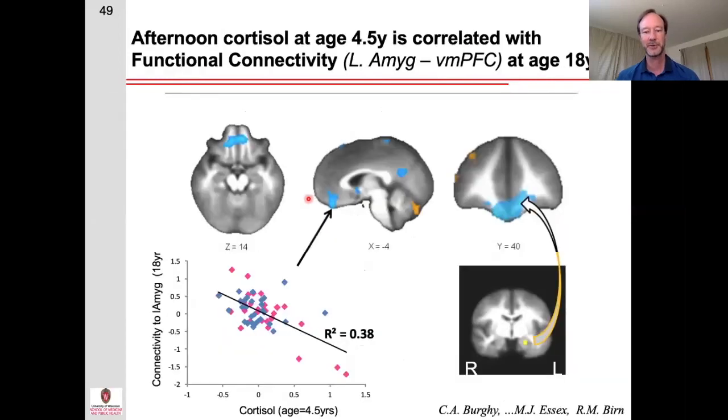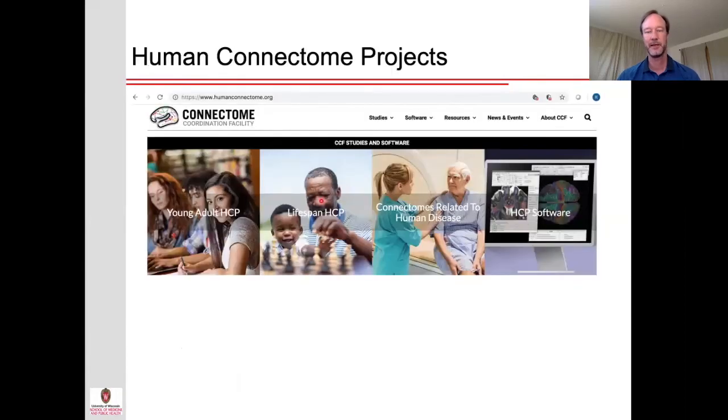In another study, we also showed that early measures of cortisol, which is a stress hormone, that were acquired when the individuals were 4.5 years old, were actually correlated with the resting state connectivity later when the individuals were 18 years old. And finally, there are a number of large Connectome projects that are currently going on. One of these that just finished collecting data is the Human Connectome project, the Young Adult Human Connectome project in particular, where they've acquired data from 1,200 young adults, and this is available to any researcher.